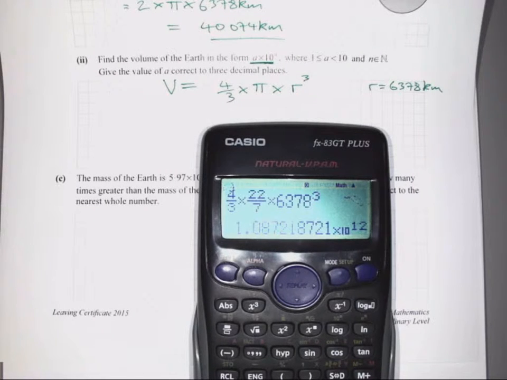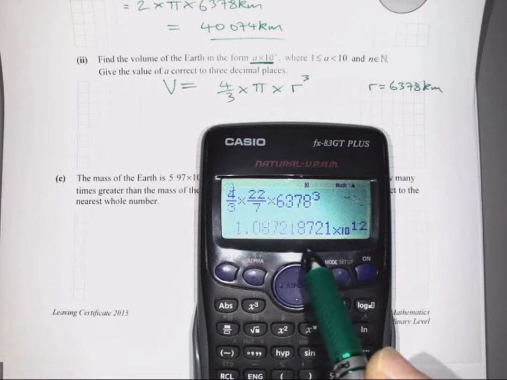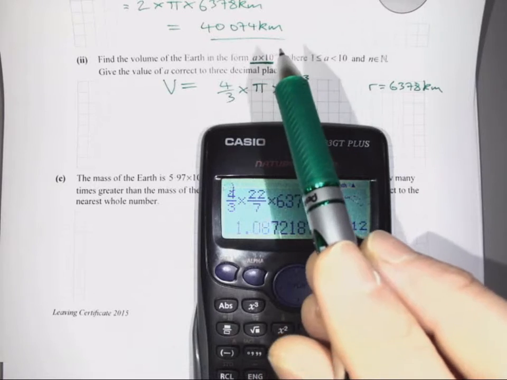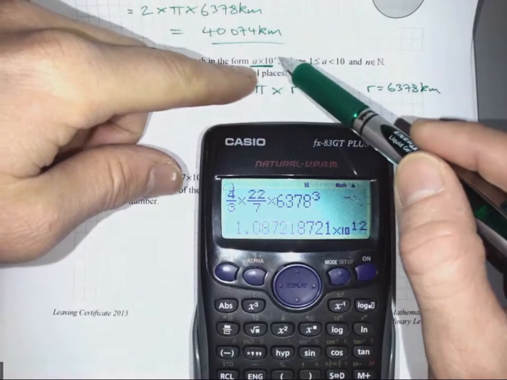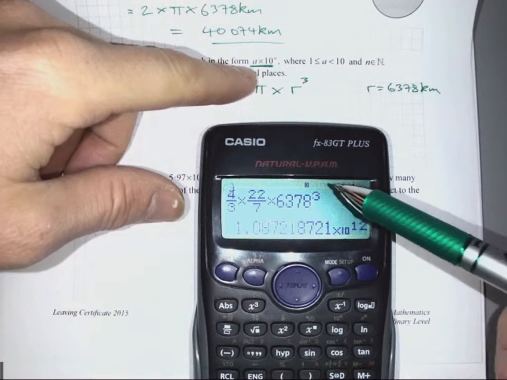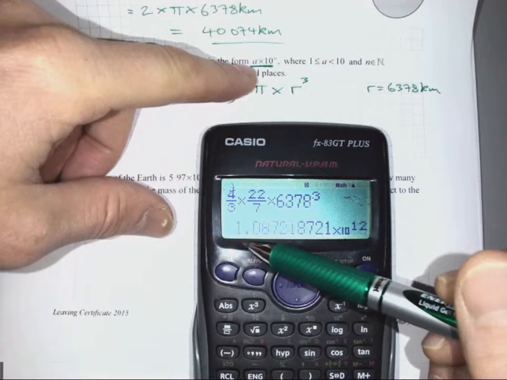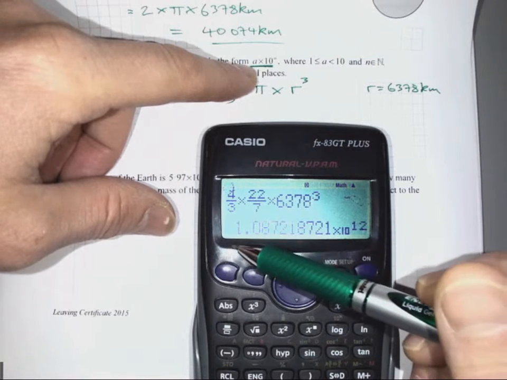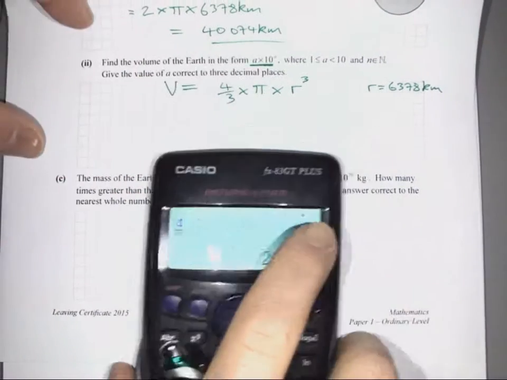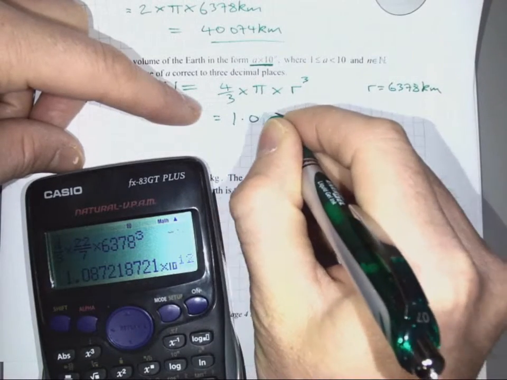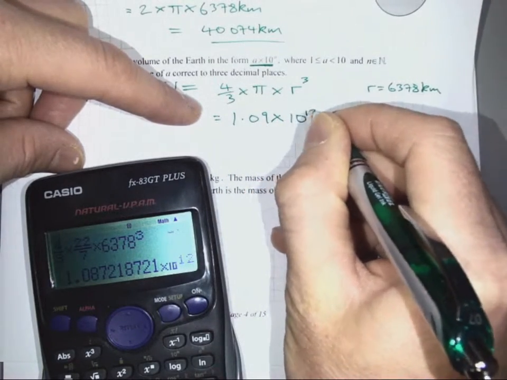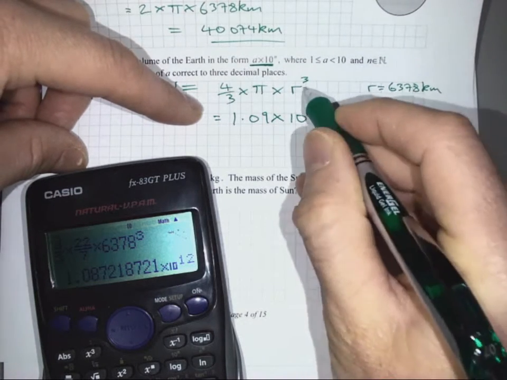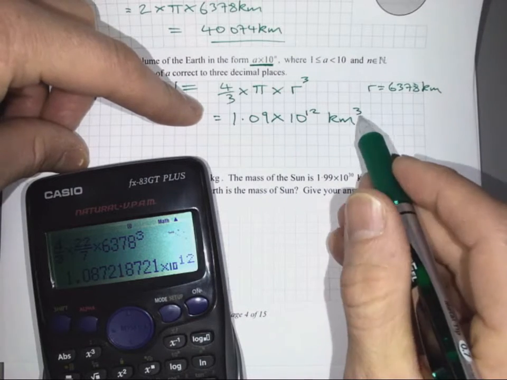And press equals. Because it's such a large number, the calculator automatically puts it into this format: a by 10 to the power of n. Well, n is 12, and a is a number between 1 and 10. 1.08 will do fine, or 1.09, because this is a 7. Okay, 1.09 by 10 to the power of 12, and our units are going to be kilometers cubed, because we cubed our kilometers. This is volume, so it's 3D.